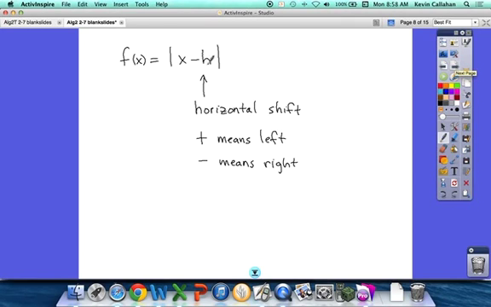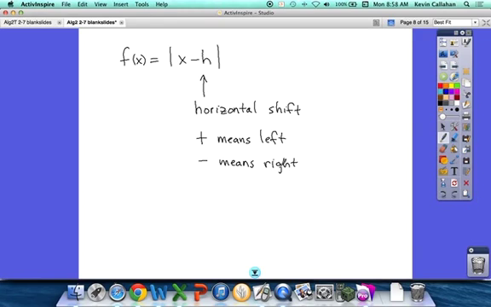So again, here's where the h comes up, right? If there's a number being added or subtracted inside the absolute value, that's a horizontal shift. The h does not stand for horizontal, but that is a horizontal shift. If you see a plus inside the absolute value, that means left. If you see a minus, that means right.